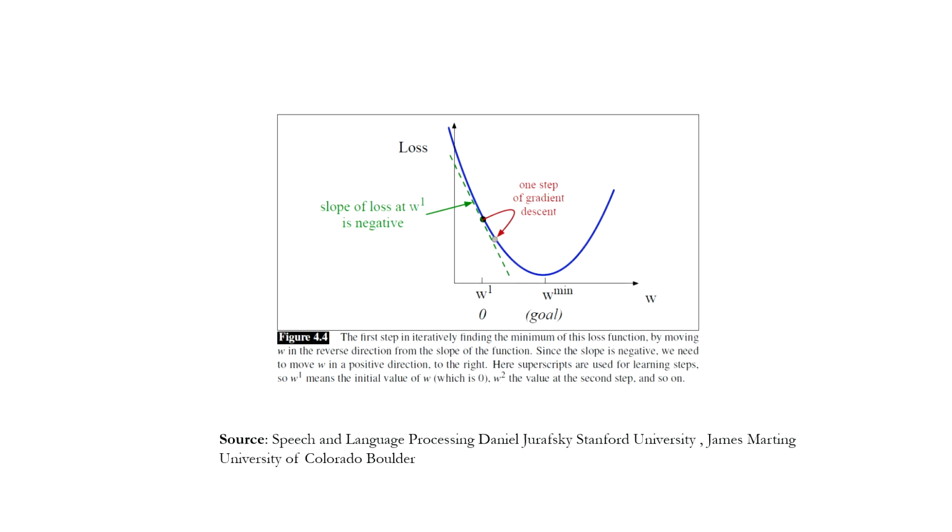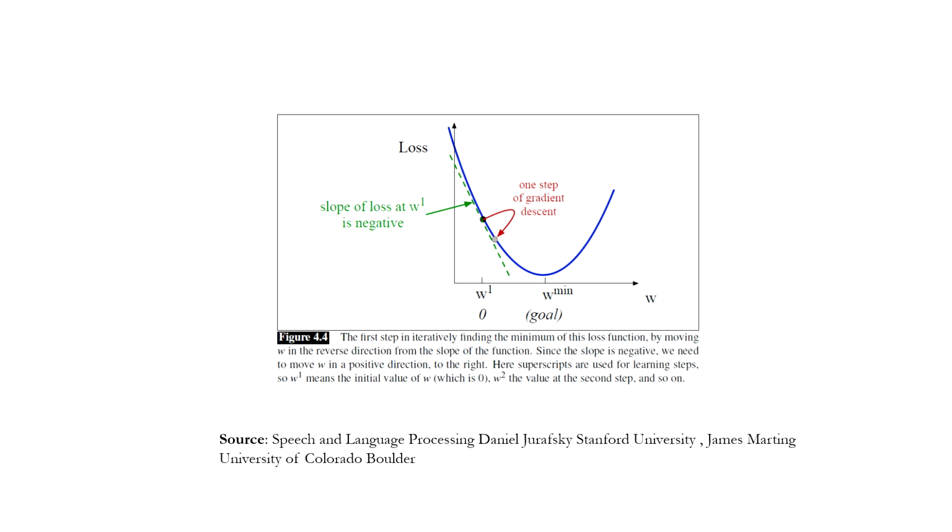So here's something that formalizes it in a mathematical type of curve. We've got a slope of loss at W1 that is negative. We're trying to reach the minimum, W min, with one step of gradient descent. So the first step in iteratively finding the minimum of this loss function is moving W in the reverse direction from the slope of the function. Since the slope is negative, we need to move W in a positive direction, to the right, okay?